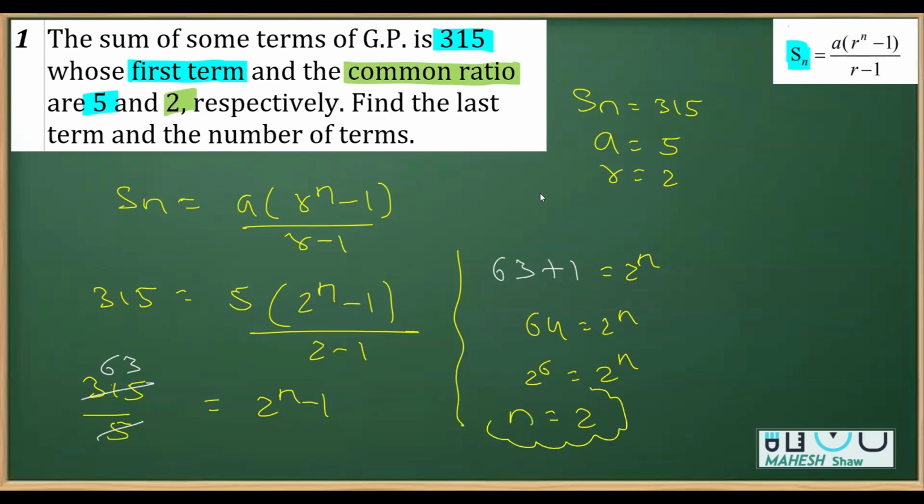So once we get the value of n, we had to find the number of terms, so we got it. Now there is one more thing that they have asked for, that is to find the last term. So what is the last term? The last term is the nth term, because they are asking for the last term.